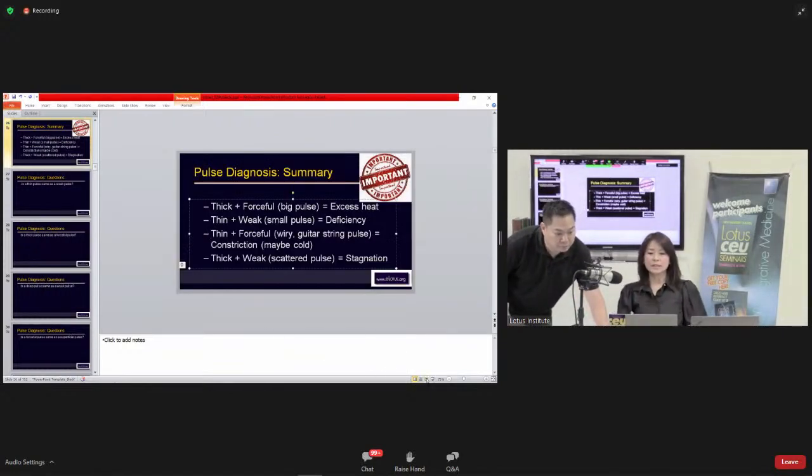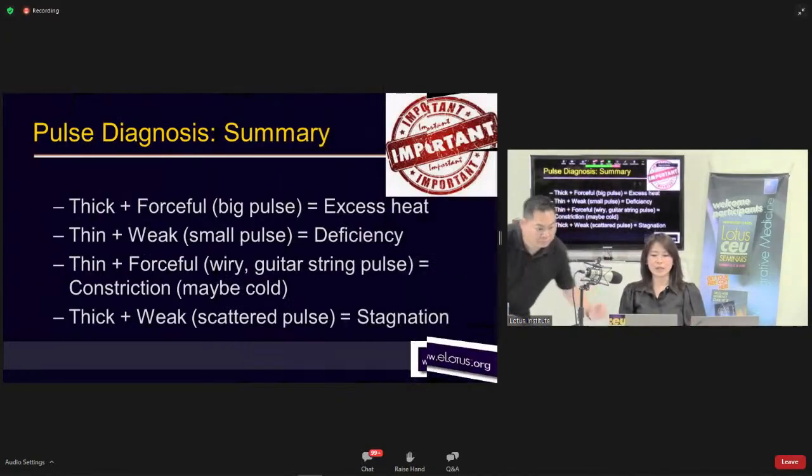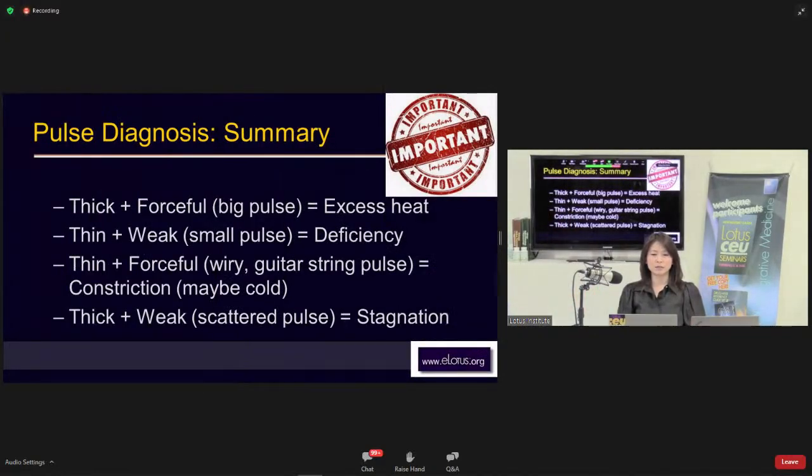Okay, so does that make sense to everybody? The thin and weak equals deficiency, right? When the shape is small and the pulse is low, then that's just deficiency, no question. There's no excess picture here at all. I think that should be pretty self-explanatory, the first two at least, right? Now, the next one, thin and forceful.